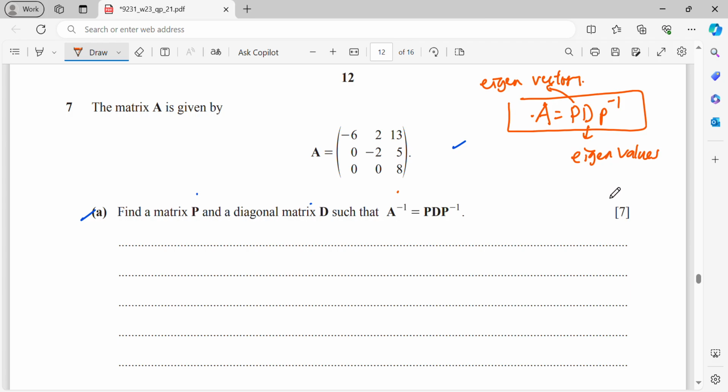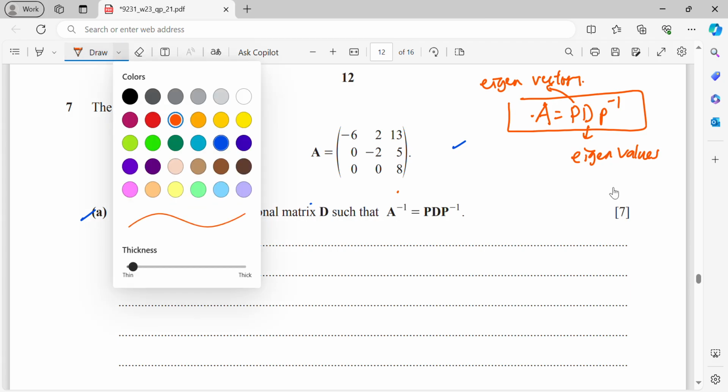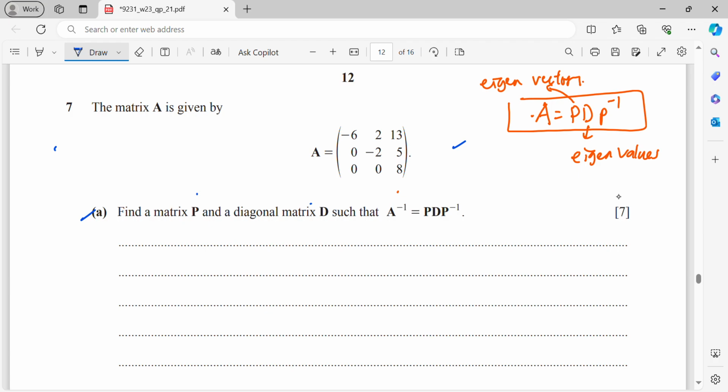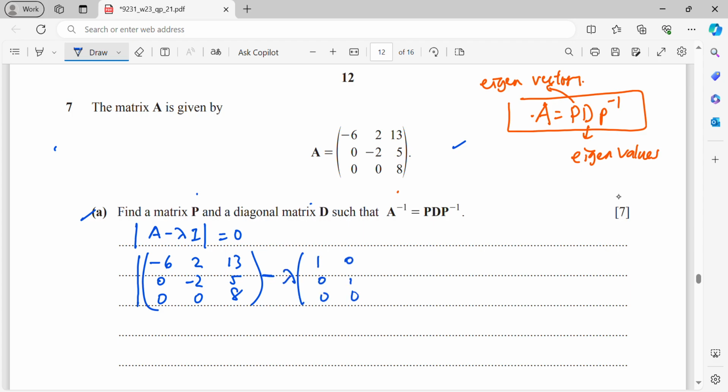But now when you look at here, your A has been changed to A inverse. So then now we have to find the D first. So for the matrix D, I will write the determinant of A minus lambda I equals 0. So it is same as this: the matrix with rows negative 6, 0, 0; 2, negative 2, 0; 13, 5, 8. You minus lambda of the identity matrix, and then equals 0.